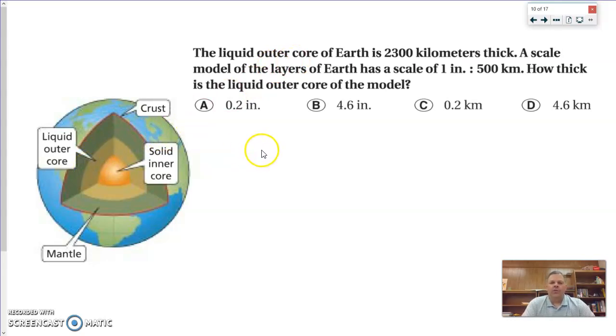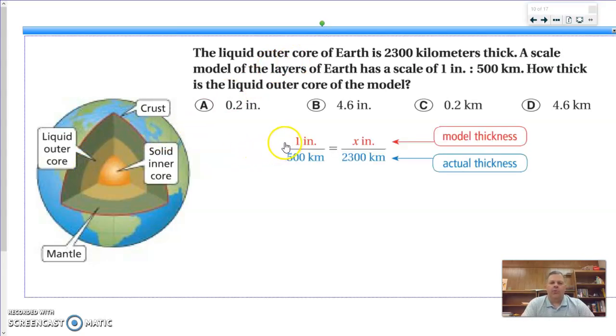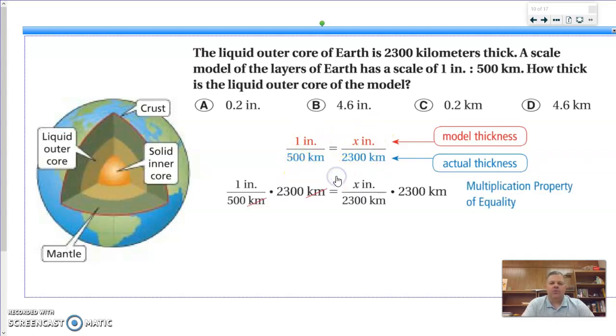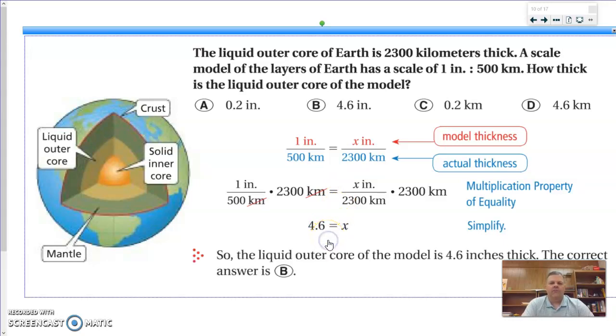So what we will be doing is setting up a proportion. We know that our scale is 1 to 500. We don't know how many inches it actually is in the model, but we do know in actuality it is 2,300. I can then set up my cross multiplying. 500x equals 2,300. And when I get my answer, I will get 4 6/10. So in the model, that thickness of the liquid outer core is 4 6/10 inches thick.